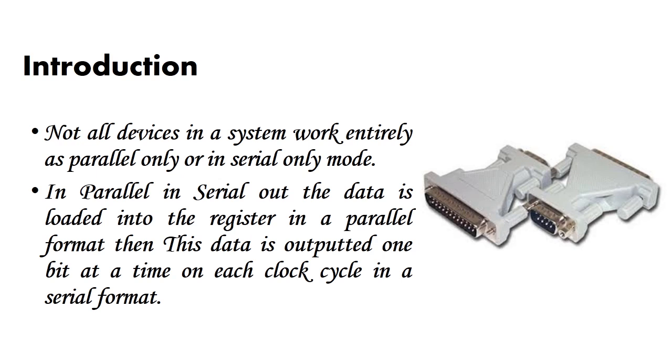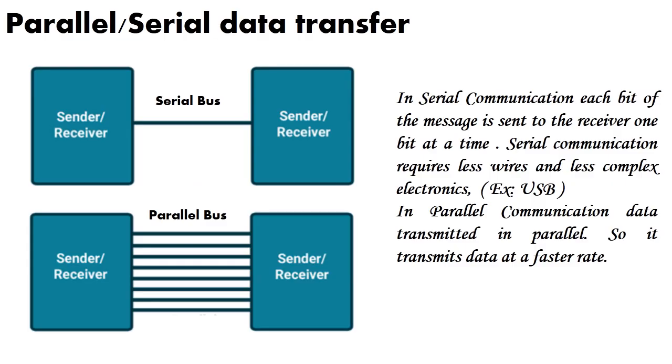In parallel in serial out, the data is loaded into the register in a parallel format. Then, this data is outputted one bit at a time on each clock cycle in a serial format. In serial communication, each bit of the message is sent to the receiver one bit at a time. Serial communication requires less wires and less complex electronics. Example, USB. In parallel communication, data is transmitted in parallel, so it transmits at a faster rate.